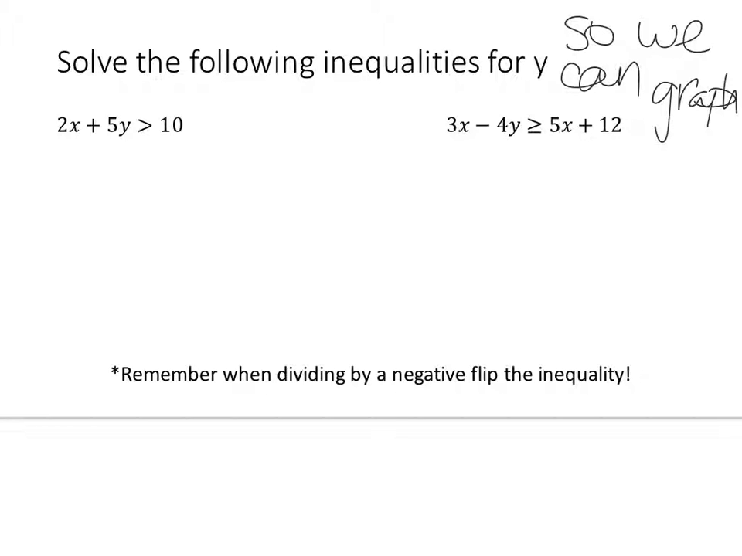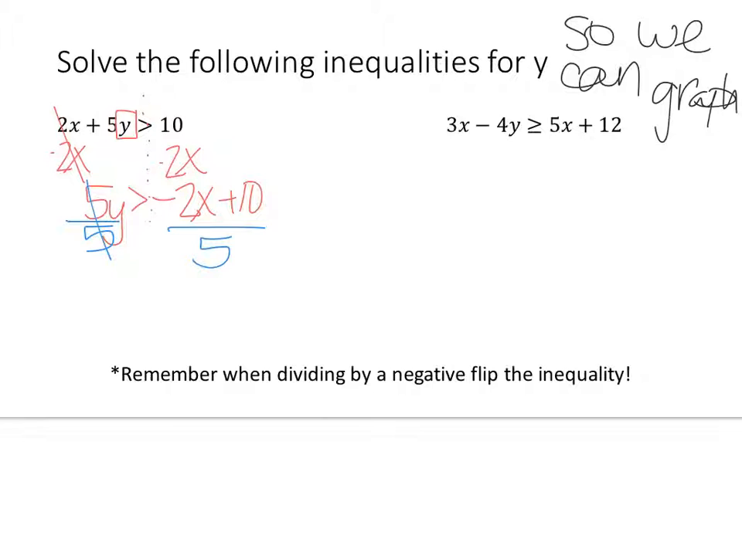So in this problem, I need to get y by itself. So to do this, I need to get rid of the 2x on both sides first. So you will have 5y is greater than negative 2x plus 10. And then to finish off this problem, to get y by itself, I just need to divide everything by 5. So I'm left with y is greater than negative 2/5 x plus 2.